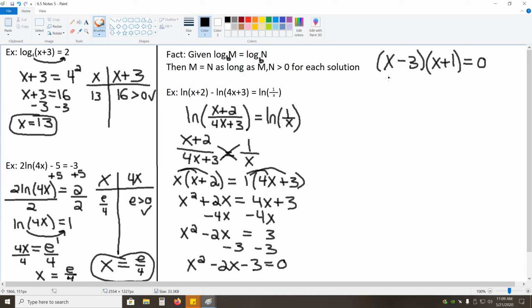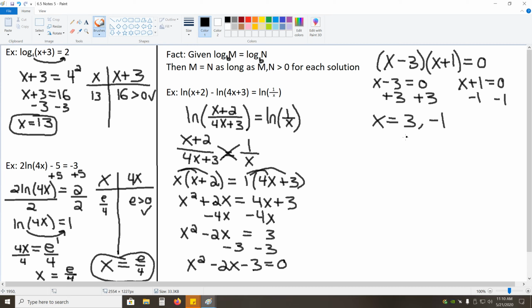Okay, so from here we can now set each factor equal to 0. So we get x minus 3 equals 0 and x plus 1 equals 0. Adding 3 to each side and subtracting 1 from each side, we get x equals positive 3 and negative 1.